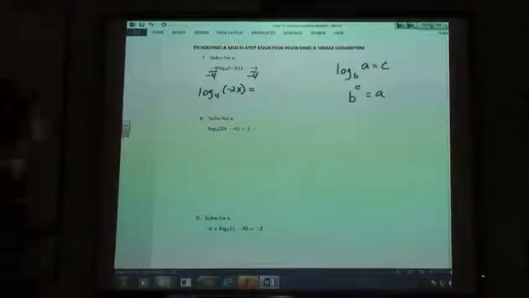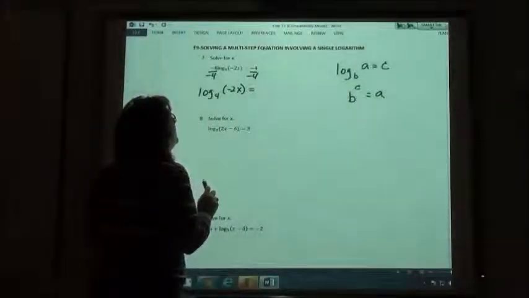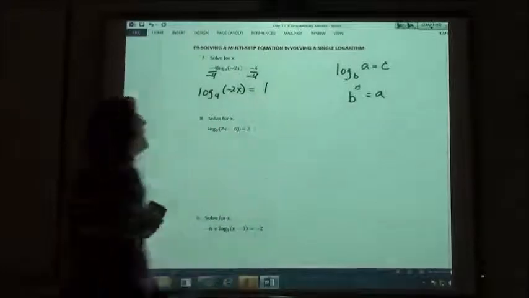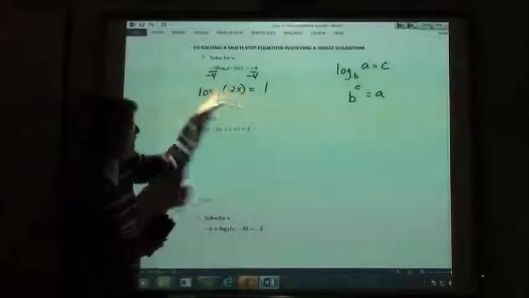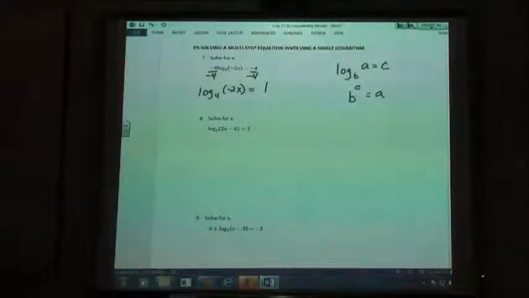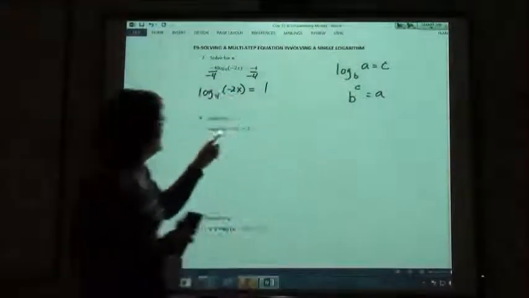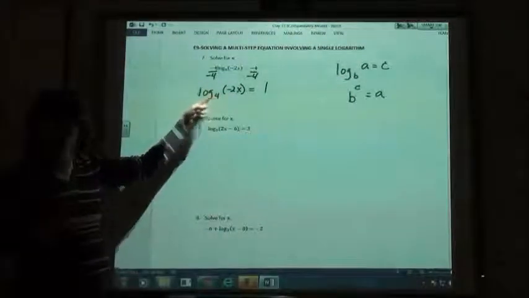Negative 4 divided by negative 4 is 1. Okay. Now we have this, so it looks like this. There's nothing in front of that log. So now we've got to do our rearranging. The base number b in this case is 4.